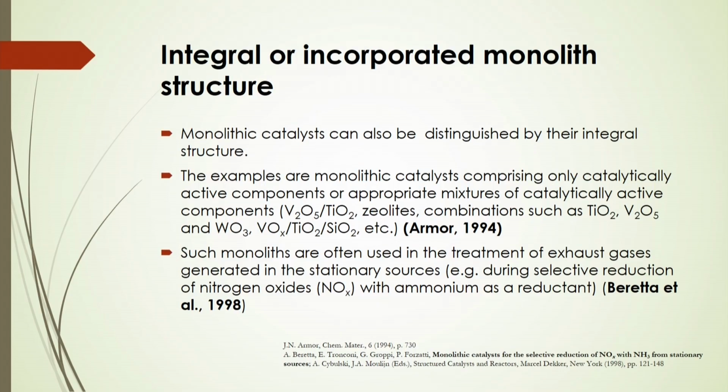Also, integral or incorporated monolith structure: how to incorporate different structures or different catalyst particles on the monolithic structure. Monolithic catalysts can also be distinguished by their integral structure. The examples here are monolithic catalysts that comprise only catalytically active components or appropriate mixtures of catalytically active components like vanadium pentoxide or silicon dioxide, zeolites, combinations such as silicon dioxide, vanadium pentoxide, and other oxides.